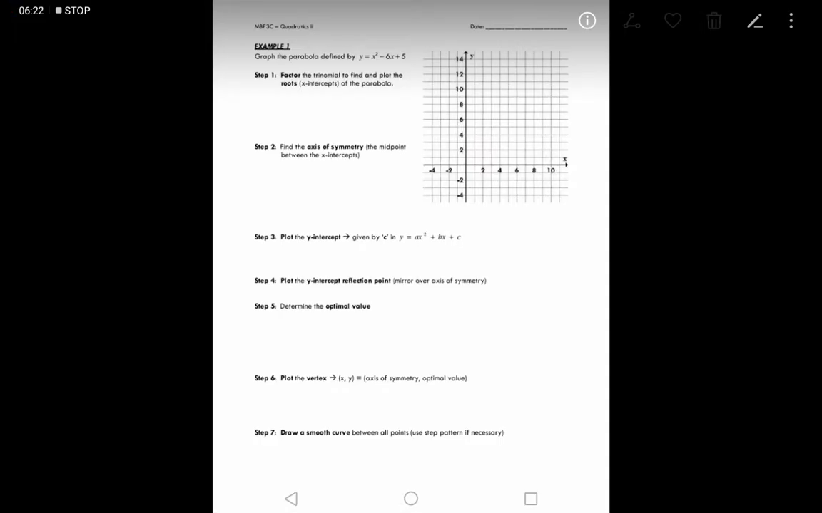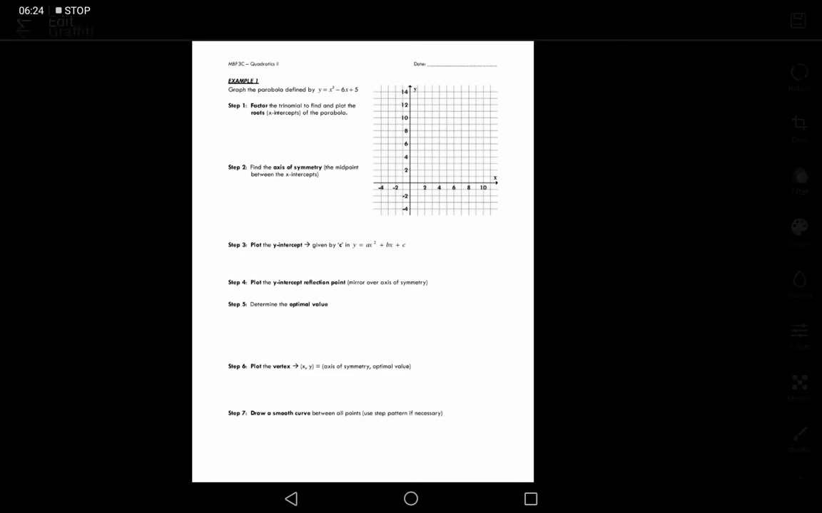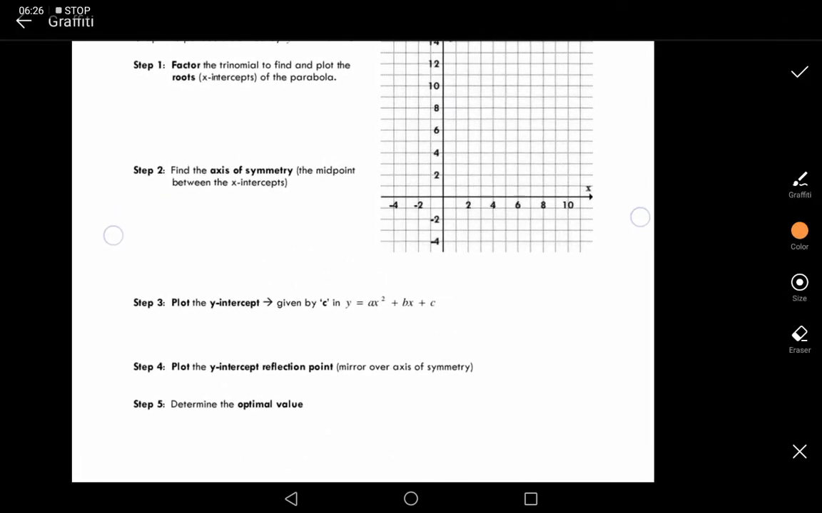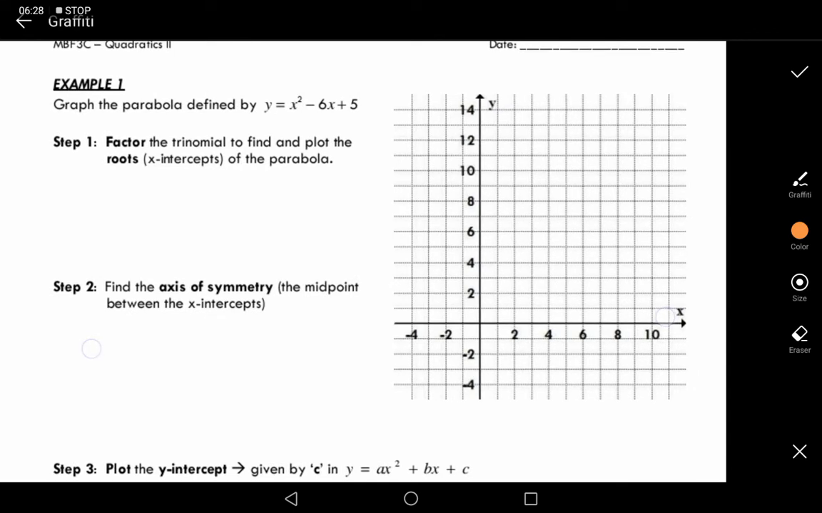We're going to do 2 examples here just to ensure that you understand. Okay, so example 1. It says graph the parabola defined by y equals x squared minus 6x plus 5. This is going to lay out your steps beautifully, so this would be a good reference point. Step 1 is to factor the trinomial to find and plot the roots or x-intercepts of the parabola.